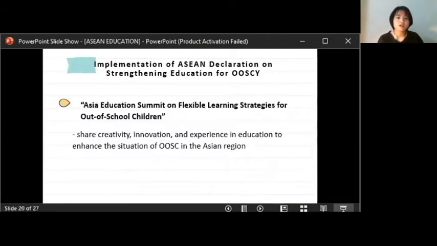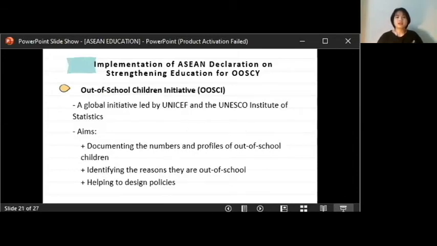UNESCO also organized the Asia Education Summit on flexible learning strategy for out-of-school children in Thailand to provide a forum in which policymakers, private partners, and academics could share their creativity, innovation, and experience in education to enhance the situation of out-of-school children in Asian countries. The Out-of-School Children Initiative is a global initiative led by UNICEF and the UNESCO Institute of Statistics with the aim to complete the out-of-school children studies, focusing on the analysis of the reasons that keep children out of school and helping to design policies that could address the barriers.